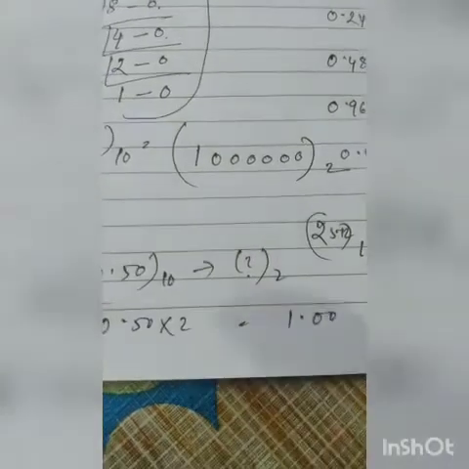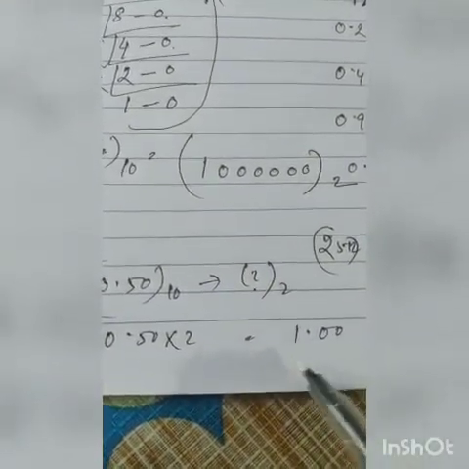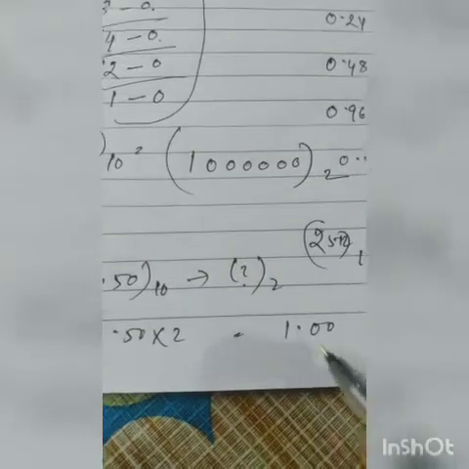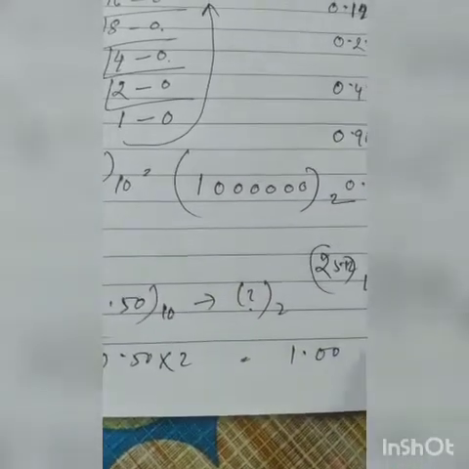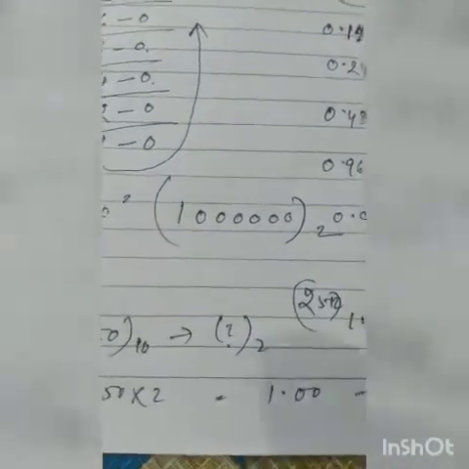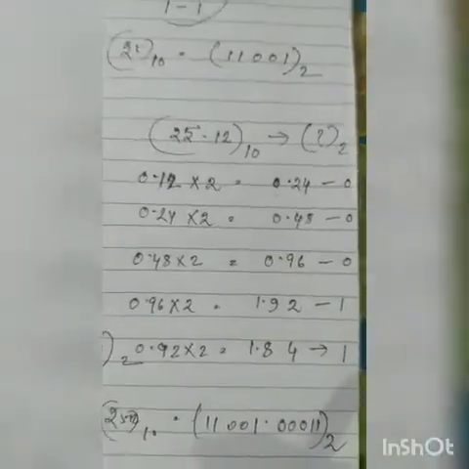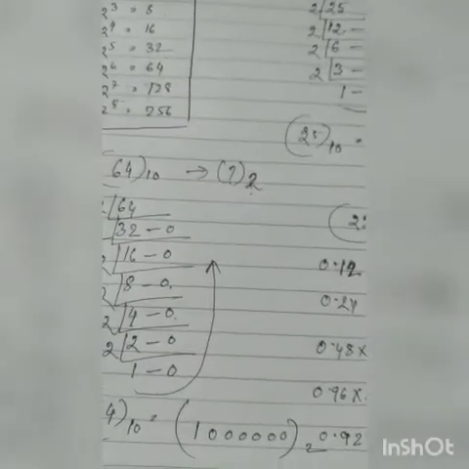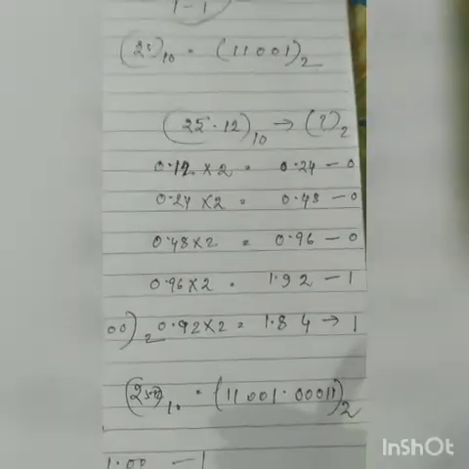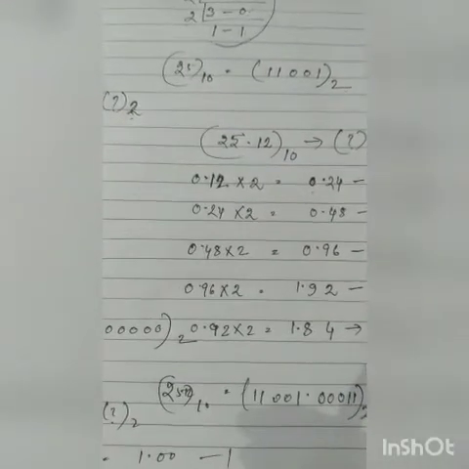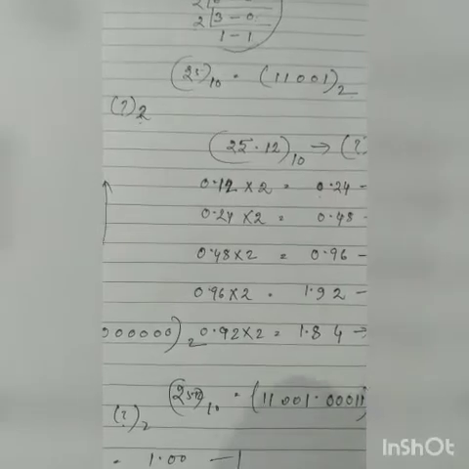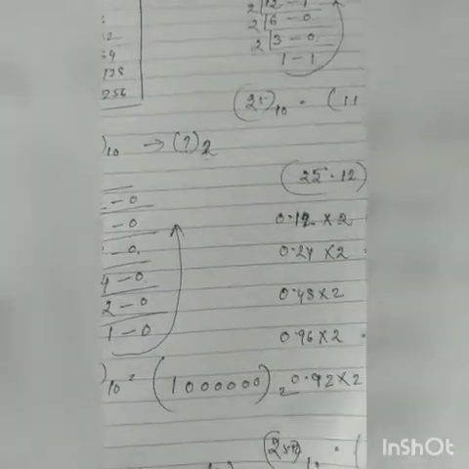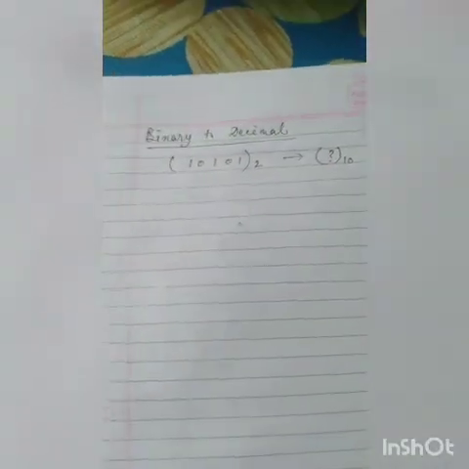So when 1.00 or 0.00 comes, when 0 comes after the decimal, then you stop the multiplication. Otherwise, at least 5 times you will multiply and get the answer. So this is the process of how to convert a decimal number into a binary number. You take many numbers and practice first, then you will understand how to convert. Another I am showing today, only two at least.